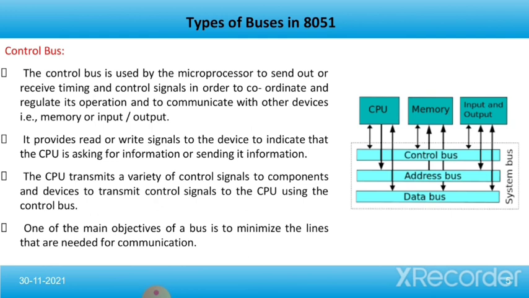It provides read or write signals to the device to indicate that the CPU is asking for information or sending it information. The CPU transmits a variety of control signals to components and devices using the control bus. One of the main objectives of a bus is to minimize the lines that are needed for the communication. So these are all about the buses used in the 8051 microcontroller.